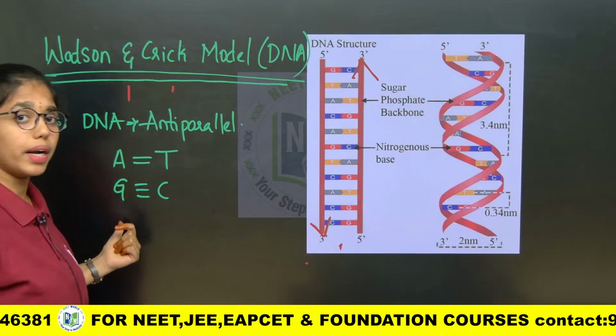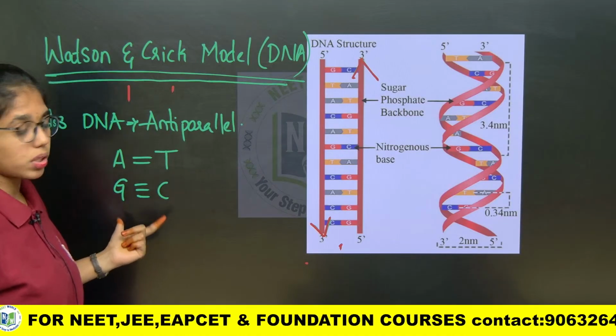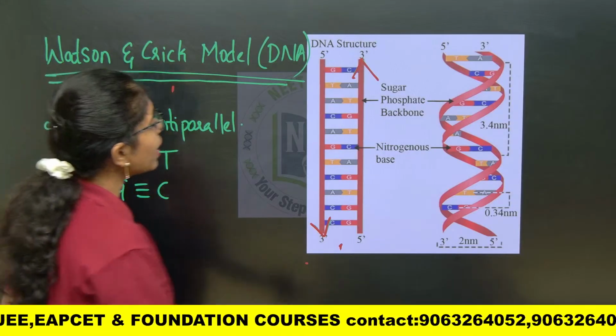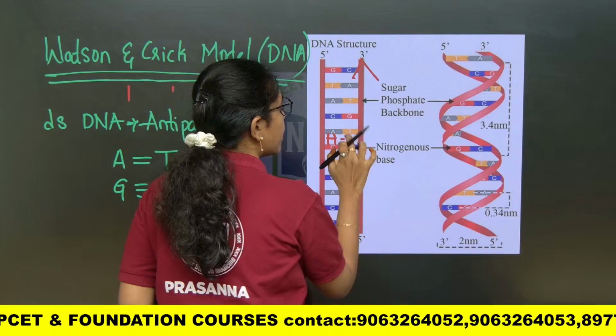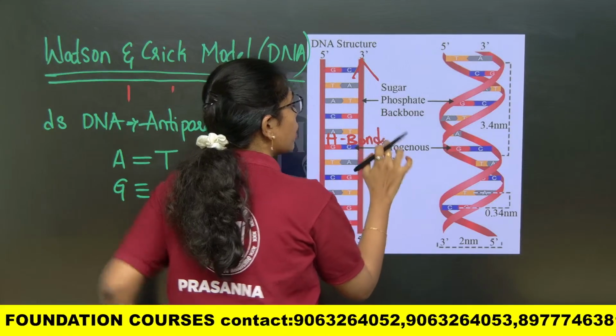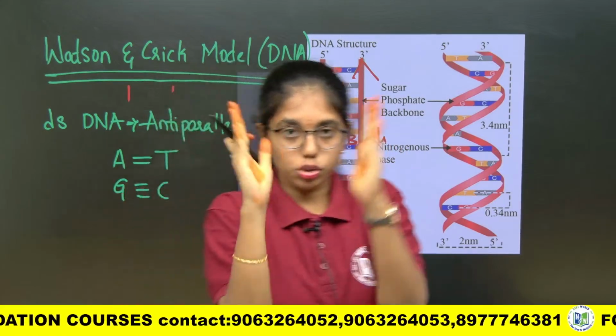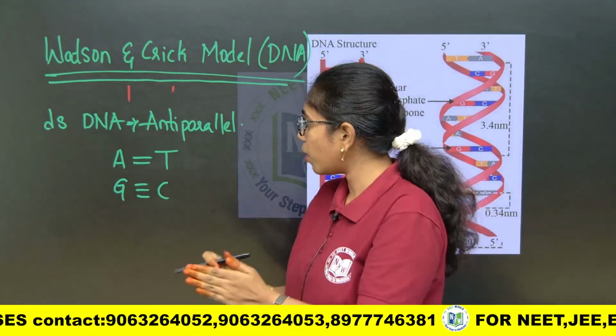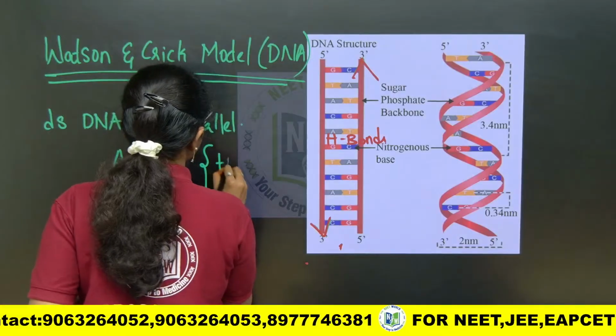Guanine, which is a purine, is linked with what? Cytosine. These two are connected by what? Triple bond. These bonds are what? Hydrogen bonds. Fine. So, two nitrogen bases of 2 strands of DNA are connected by what bond? Hydrogen bonds.